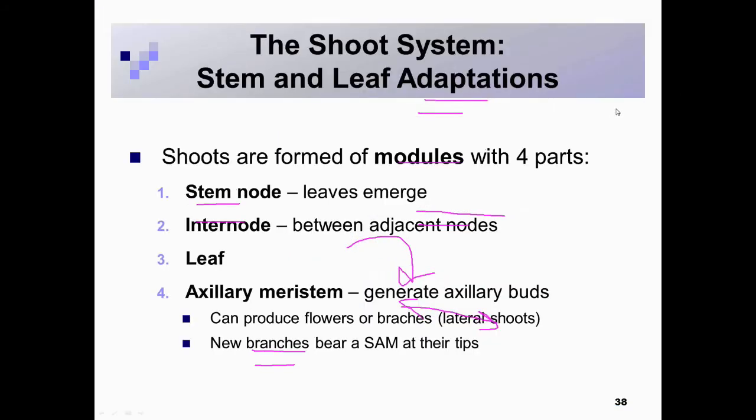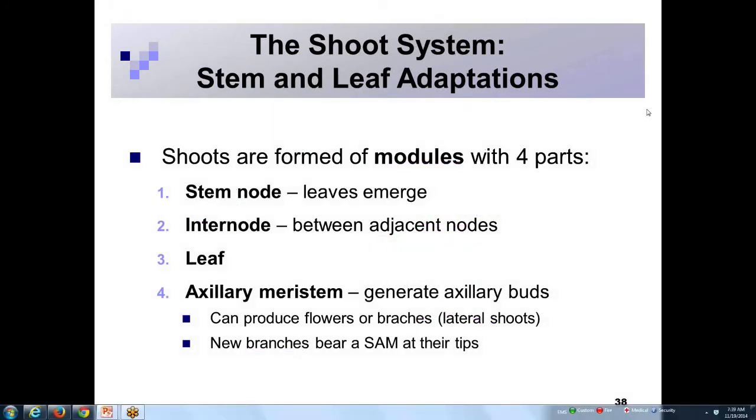All right, guys. So this is almost done. Just want to talk a little bit about some of these adaptations of stems and leaves. So shoots are formed from modules with 4 parts. We have what's called a stem node where leaves pop out. So check out a stem sometime. You'll notice you have areas where leaves and smaller stems branch out. That's a node.